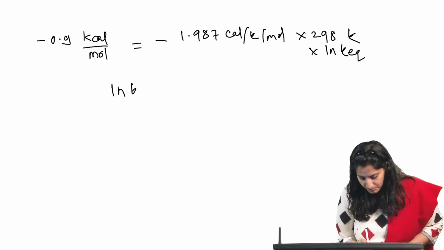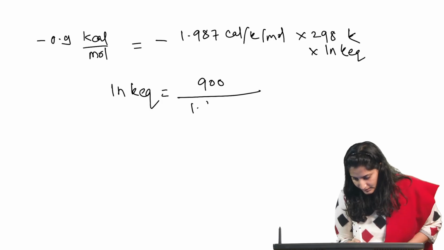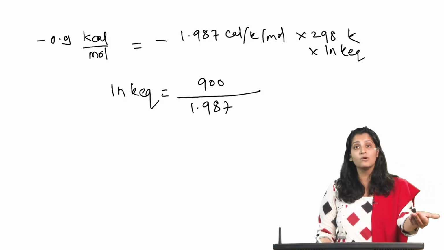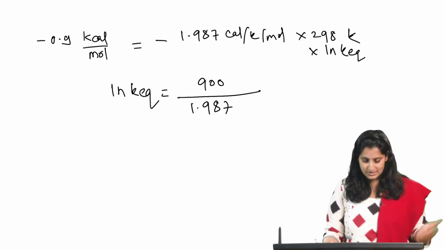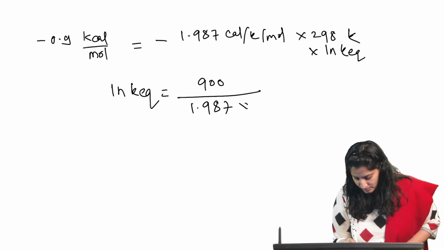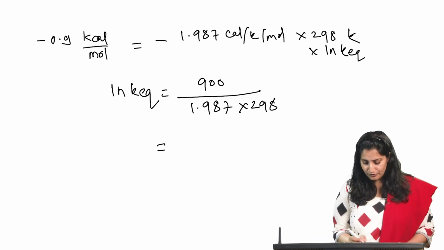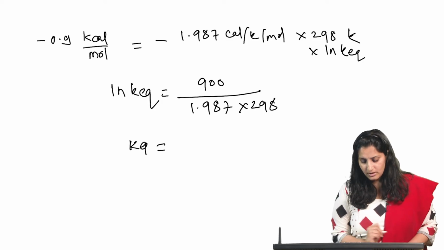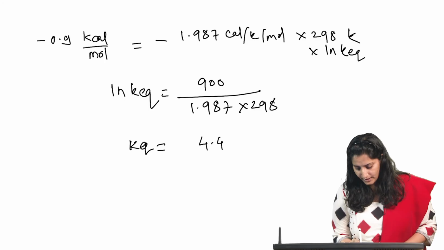So, if I have to solve for ln KEQ, it comes out to be around 900 divided by 1.987. Remember, you have to convert kilocalories into calories. So, 0.9 kilocalories is 900 calories, into 298 here, right. So, if I really have to figure out KEQ using this, the KEQ value comes out to be about 4.48.